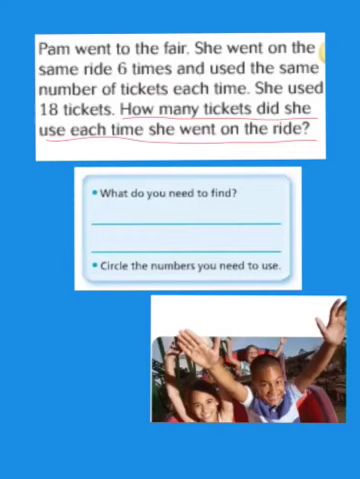Pam went to the fair and she went on the same ride 6 times and used the same number of tickets each time. That each is an important word. She used 18 tickets. And it is implied that she used those in all. She used 18 total tickets. So how many tickets did she use each time she went on the ride? And that is what we are looking to find.